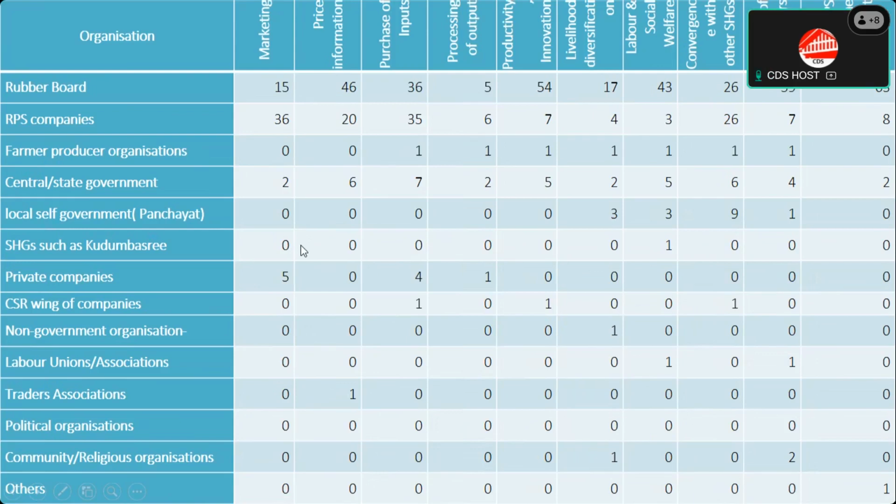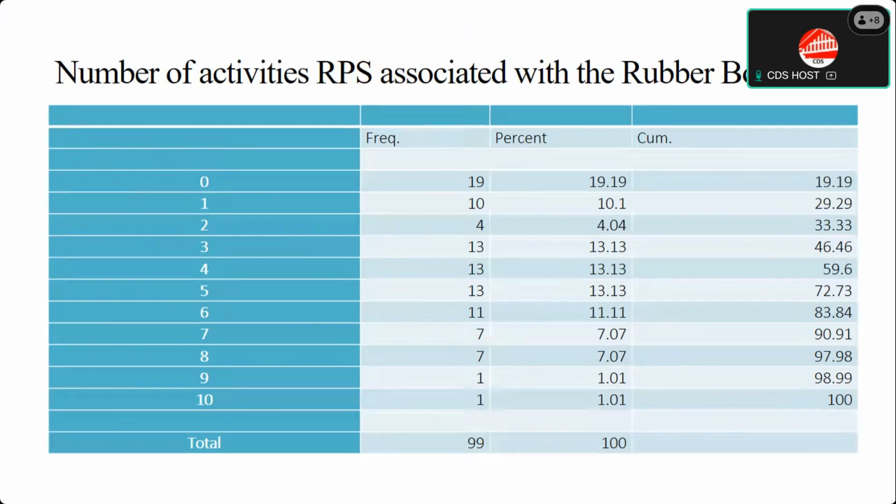Even within the RPS, our rubber board is the biggest contact point for the RPS. But even within the samples that we have collected, 19% of the RPS had no contact with the rubber board. They were completely in the background. No contact even with the rubber board.